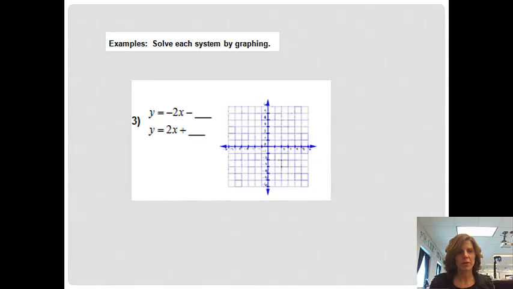All right, number 3. Again, solve each system by graphing. Let me go ahead and put points in there for you. We've got y equals negative 2x minus 1. And then y equals 2x. I do not want this to be plus. I'd prefer it to be minus. And then let's do minus 5.